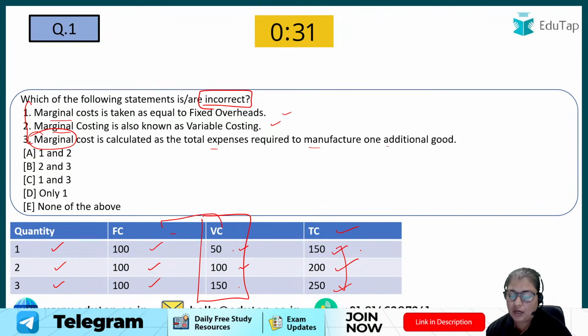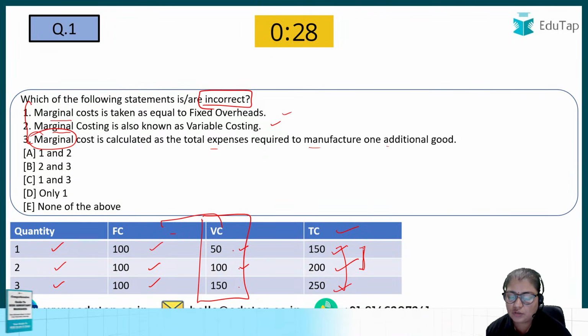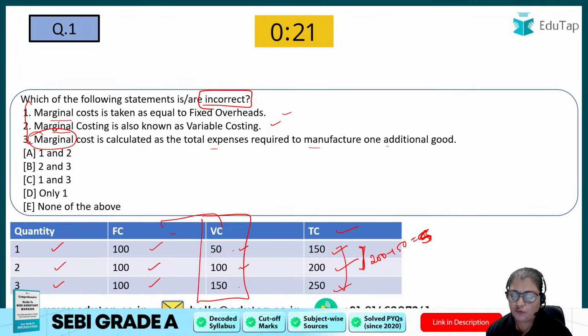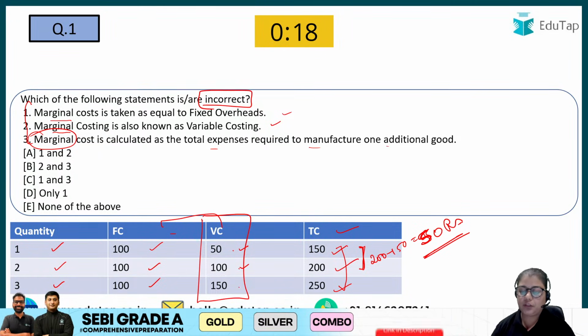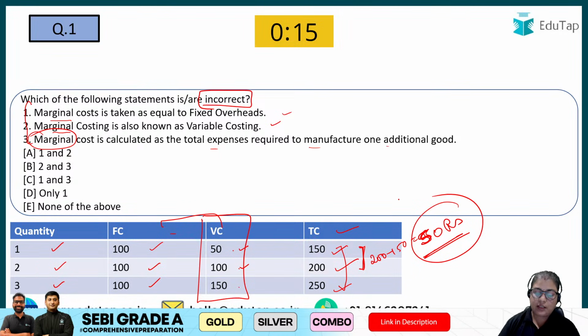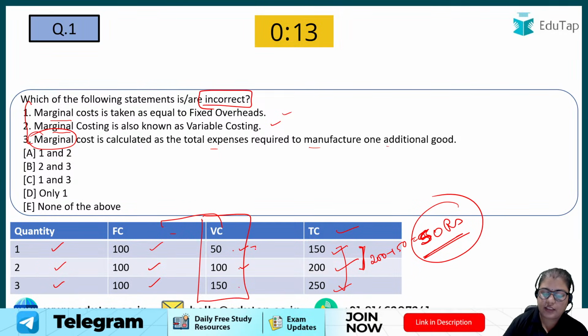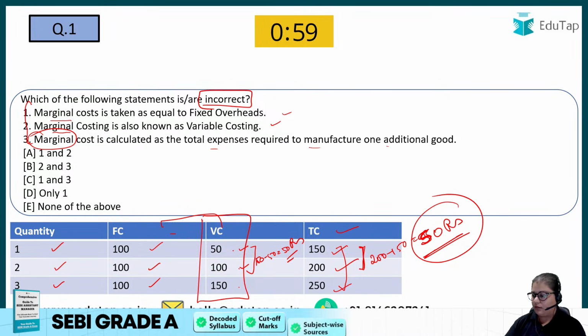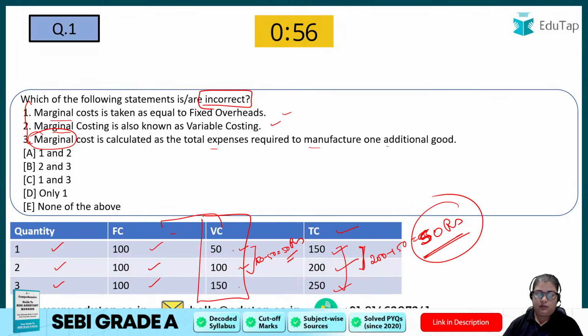So the margin here, from one output to another, is 200 minus 150, that is 50 rupees. The margin is 50 rupees. Can I say this is my marginal cost? And here also in the variable cost, can you see the margin is 100 minus 50, that is also 50 rupees. So can I say my marginal cost depends on the variable cost, because the fixed cost remains the same at all the points? So on what factor will my marginal cost depend? Of course, the variable cost.